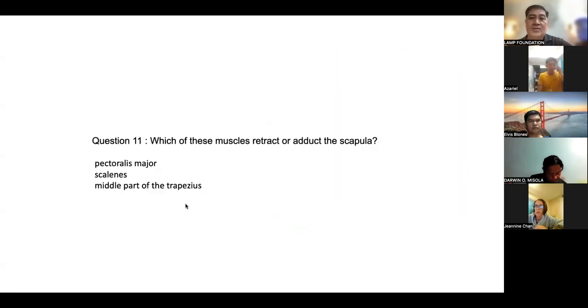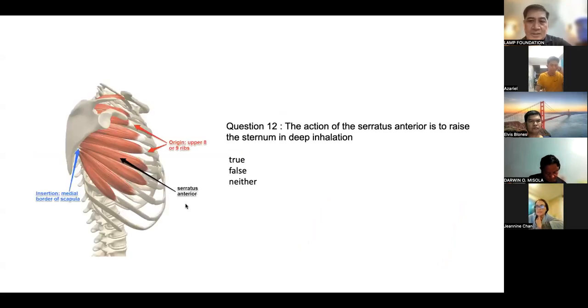Which of these muscles retract or adduct the scapula? Middle part of the trapezius. The action of the serratus anterior is to raise the sternum in deep inhalation. True or false? False. So what does it do?